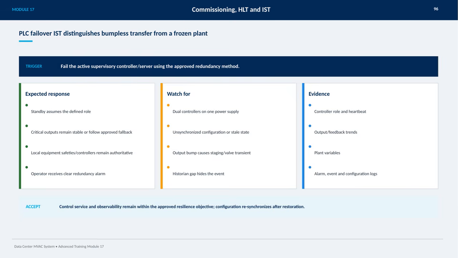To verify the failover was successful, we look for evidence such as the roles and heartbeats of controllers, output and feedback trends, relevant plant variables, and thorough review of alarms, events, and configuration logs. Finally, if the control service and system observability remain within the approved resilience objectives, and the configuration resynchronizes properly after restoration, we can accept the test as successful. This ensures that the system maintains reliability and safety even during failover scenarios.